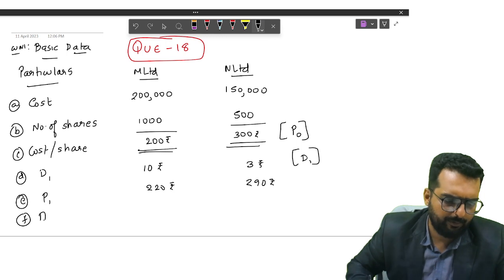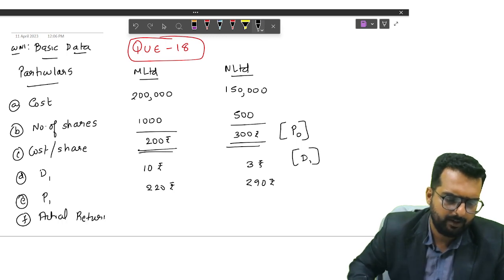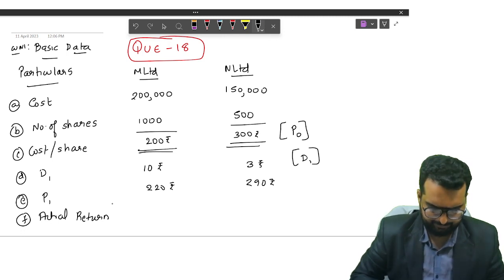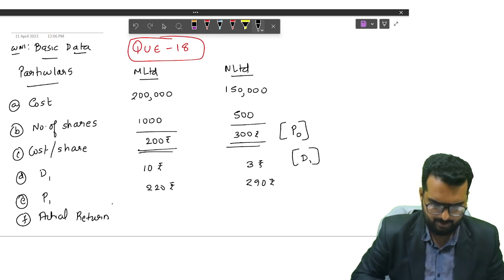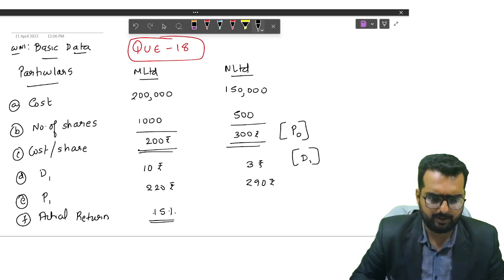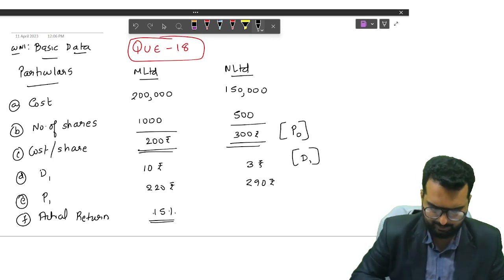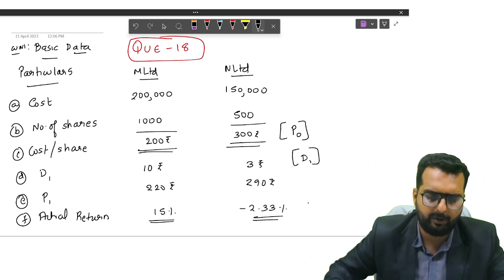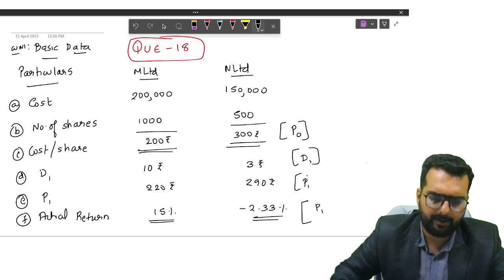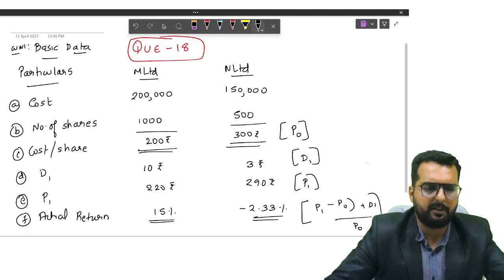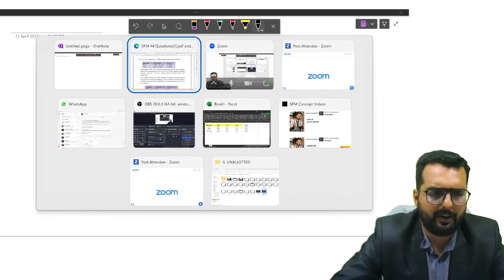From this friends, can we find out the actual return of the portfolio? P1 minus P0 plus D1 divided by P0. So do I get the answer as 15% for the first one? Am I right? And what about the second one? It will be 7 divided by 300. I think I'll get the number as minus 2.33%. How did I work out this? This is P1. And the formula is P1 minus P0 plus D1 divided by what? Divided by P0. Everybody is clear with this part? Okay. Yes. So we are done with the first part.